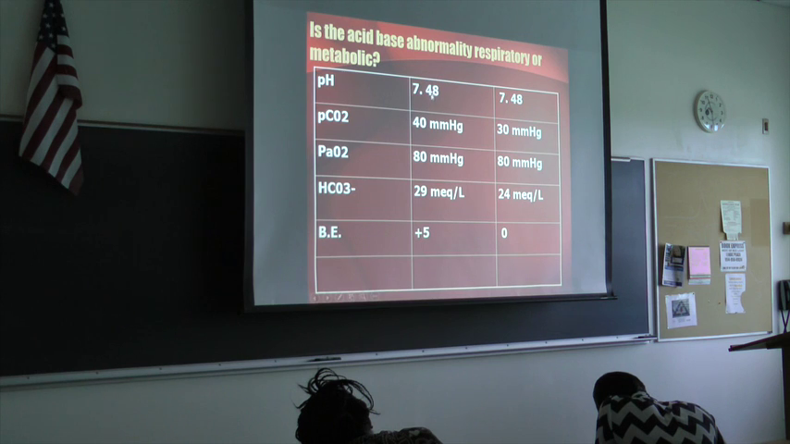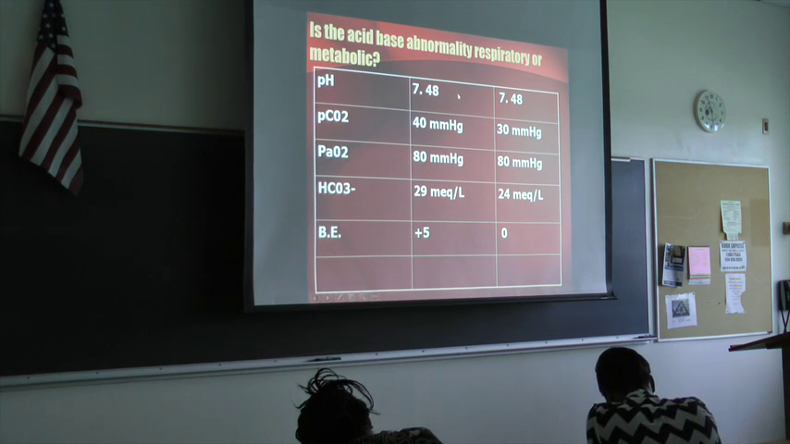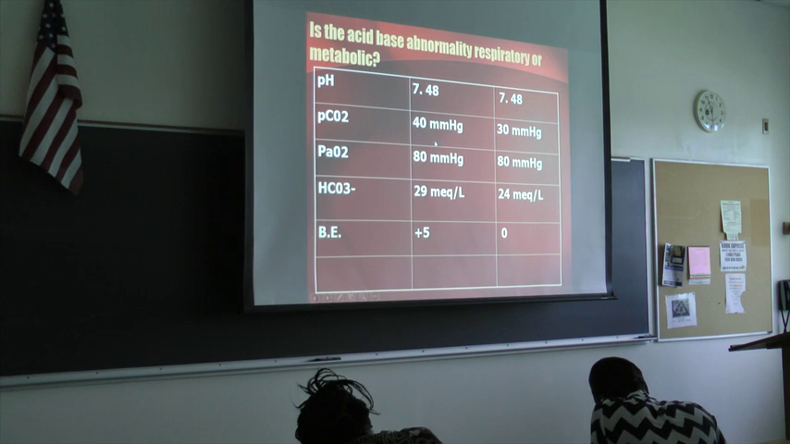Now we want to figure out what's causing the pH to be alkalotic. Is it the level of CO2 or the level of bicarbonate? Oh, okay. So under CO2, you write normal. And then under bicarbonate, you write alkalotic. And then you would label this blood gas as a metabolic alkalosis.